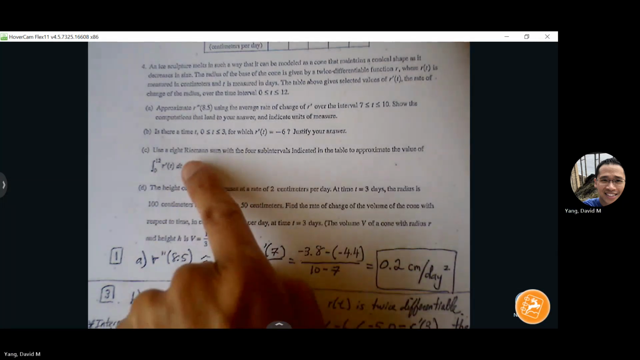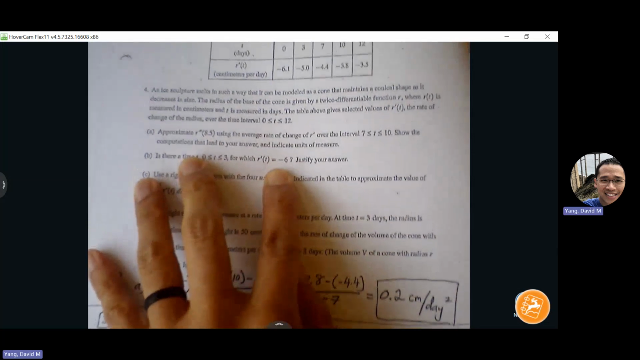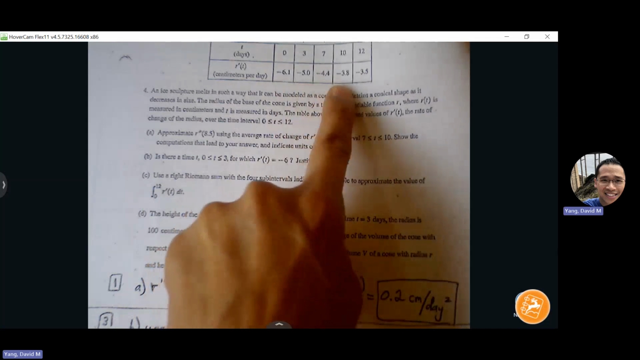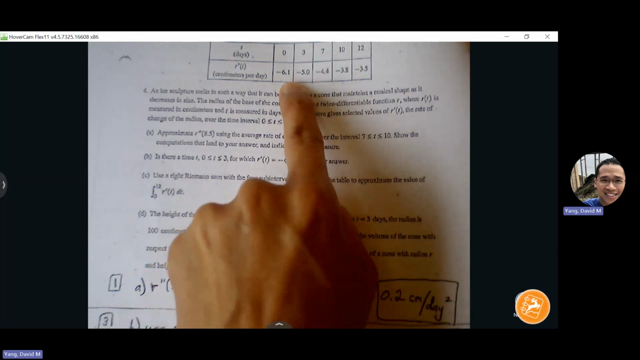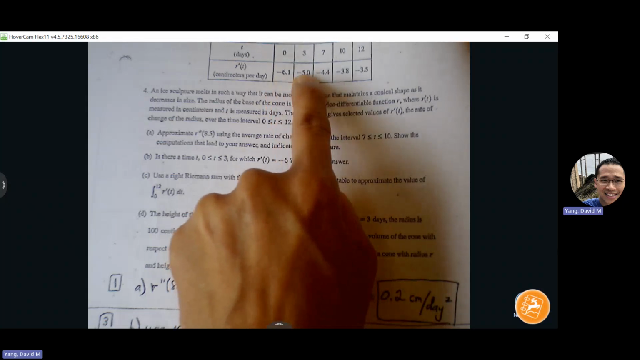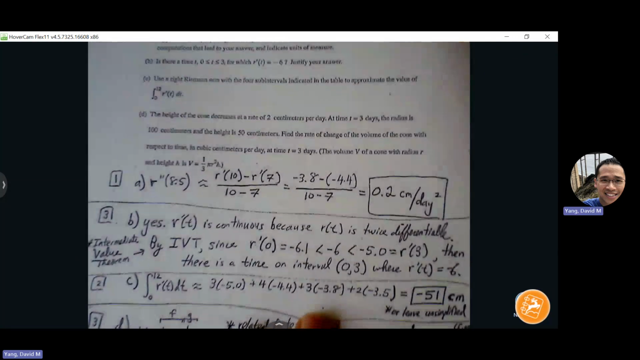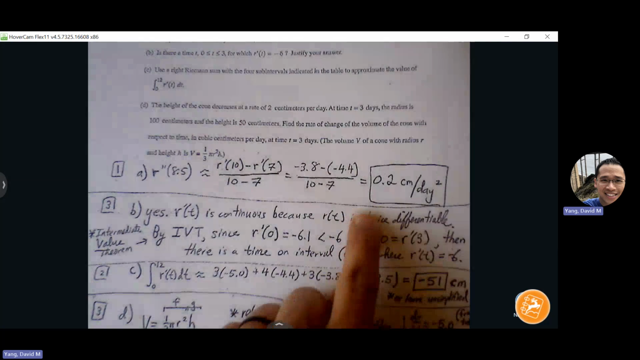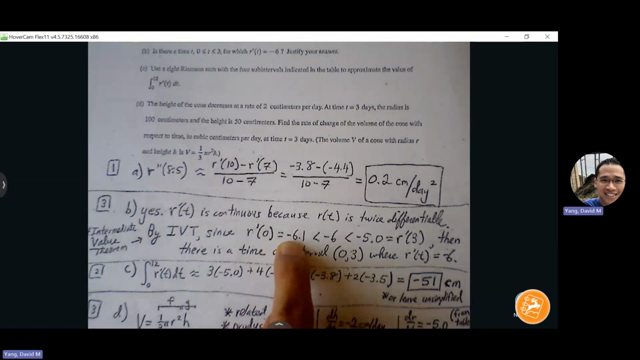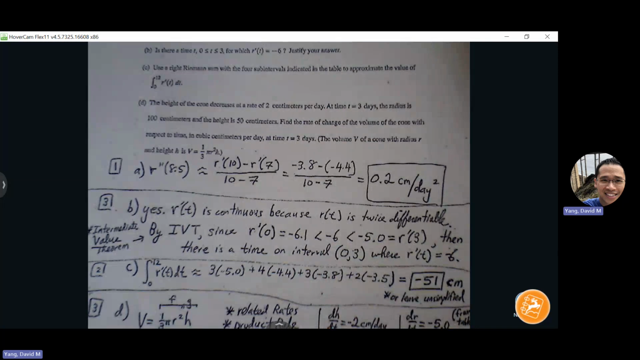Part B, is there a time in which R prime is equal to -6? Now, this is an easier problem because this is R prime in front of us, and we can tell that we have a continuous function. The only way we're going to get from -6.1 to -5 is if it crosses -6, right? So this is IVT. The intermediate value theorem says if my function is continuous and if I start off with a value below my target, and if I end up with a value above my target, I've got to reach my target somewhere. On the exam, I have to say all that.